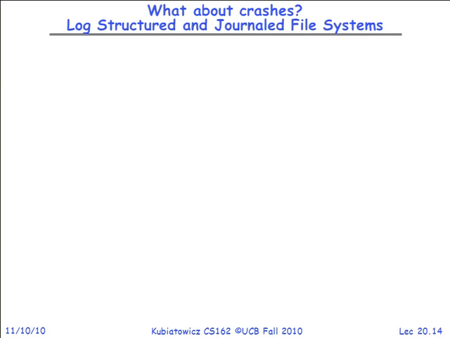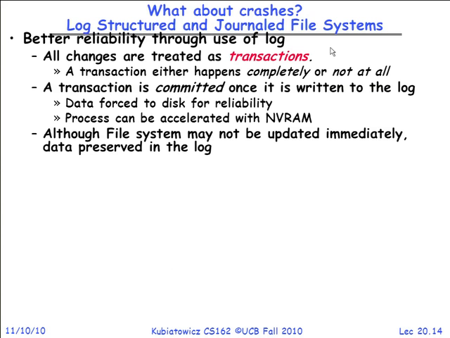So let's talk about crashes now. I've been promising to talk about log-structured and journaled file systems. So the idea behind a log-structured or a journaled file system, and they're similar in a way I'll describe in a moment, is that all changes to the file system are treated as transactions. And what is a transaction? A transaction is something that either happens in its entirety or not at all.